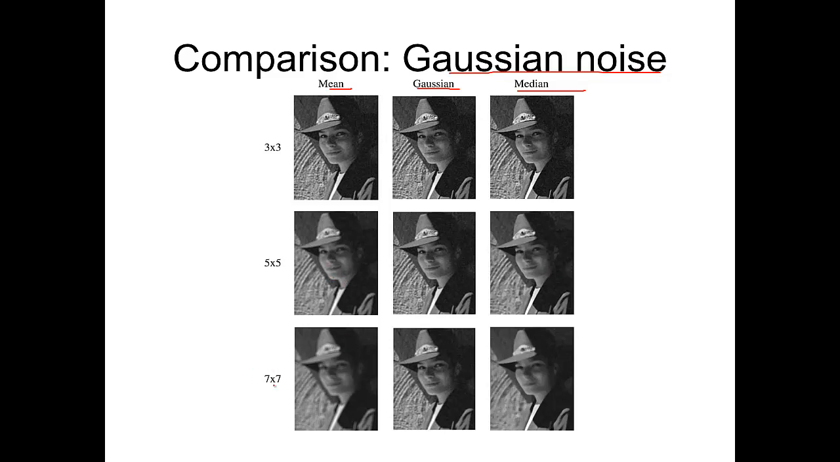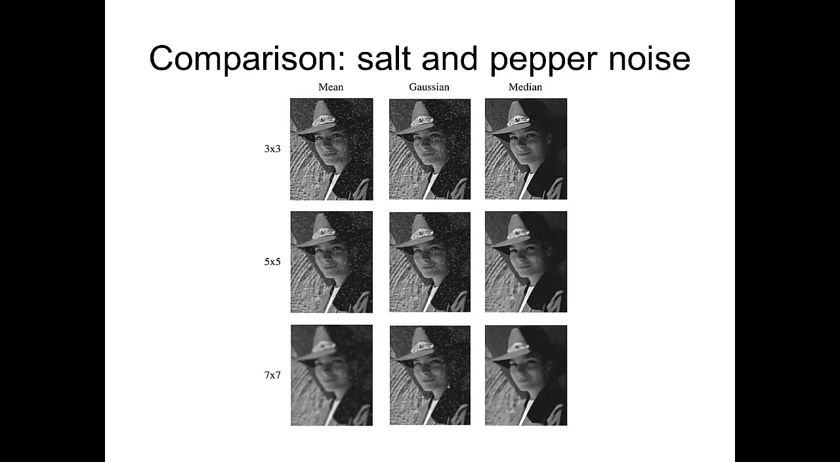When the filter size is 7 by 7, we compared these three. See, the mean filter result got blurred. The median filter also got blurred, but the Gaussian filter works better. That's for the Gaussian noise.